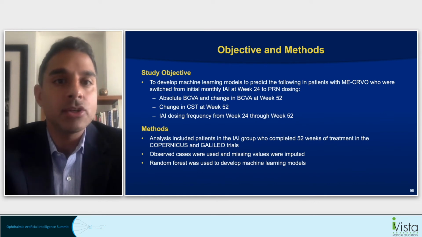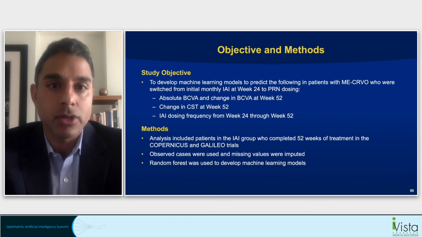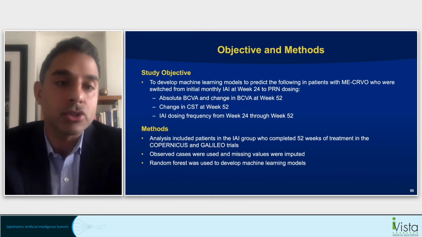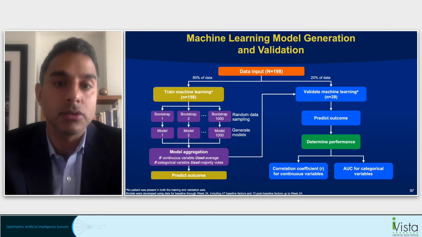And so essentially what we did was we used the Copernicus and Galileo data, and the goal was to develop a machine learning model to predict absolute best corrected visual acuity and change in best corrected visual acuity at week 52, to evaluate change in central subfield thickness at week 52 relative to week 24, and then to see if we can predict the number of injections required in the PRN arm from week 24 to week 52. Now, remember, we're only using one small data set. We're using the registration clinical trials of Copernicus and Galileo. So the statistical model that we used was a random forest model.